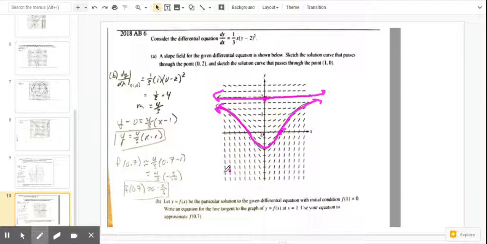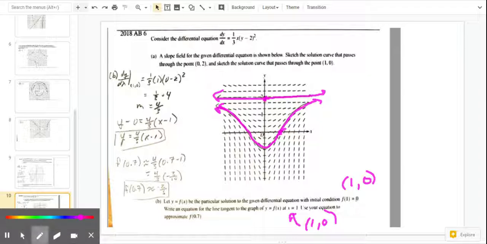So then part B is really similar to part B in the last question. We've got an initial condition of (1, 0). So f of 1 equals 0 means we're looking at the point (1, 0). Write an equation for the line tangent to the graph of y equals f of x at x equals 1. So they're trying to trick you there. x equals 1 is just telling us we're still using the point (1, 0), because they told us when x equals 1, y equals 0. So use your equation to approximate f of 0.7.